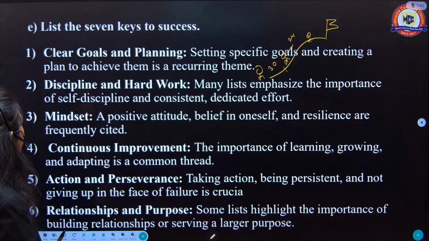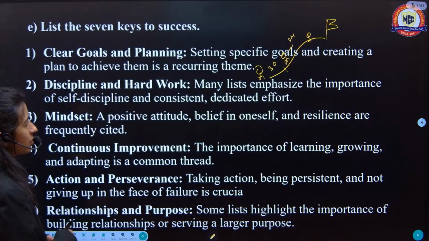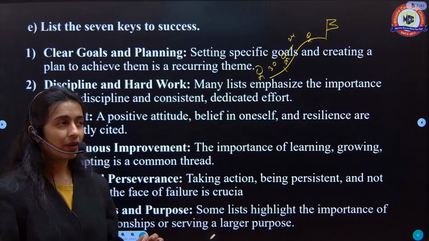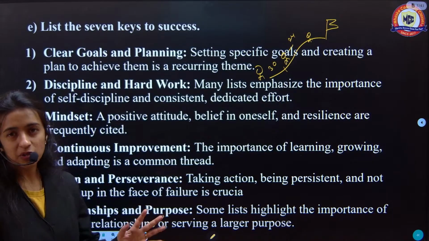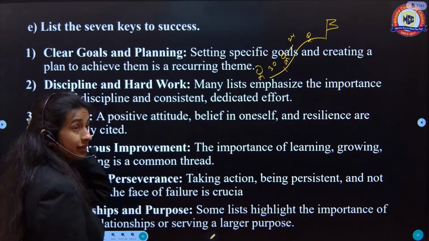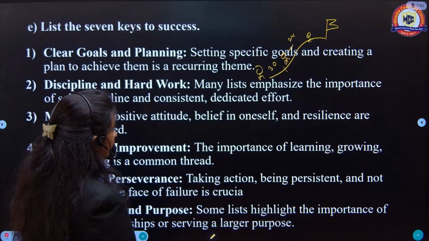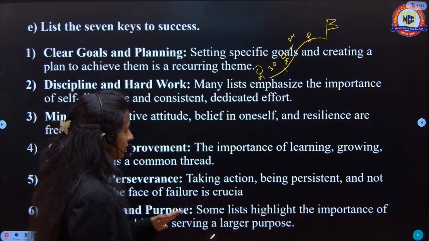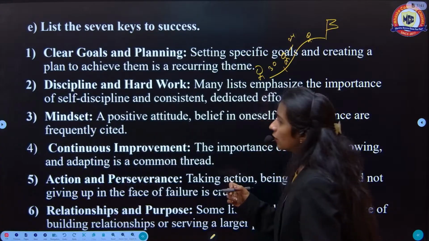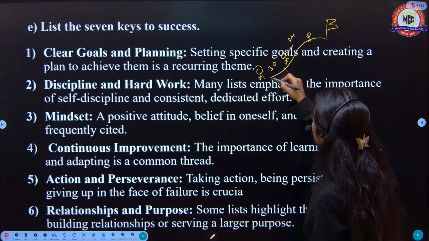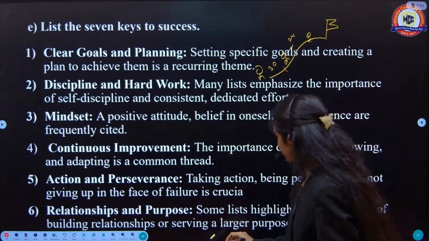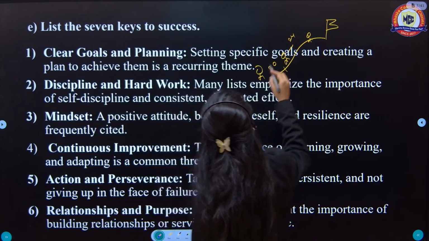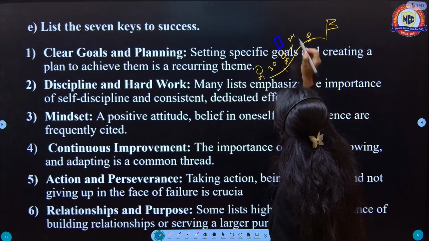Next, discipline and hard work. You all know since your childhood that discipline will take you towards the goal, and of course the hard work, now the smart work as well. So many lists emphasize the importance of self-discipline and consistency. So imagine you started, it's your very first month, you reach here. So first month you reach here, okay?